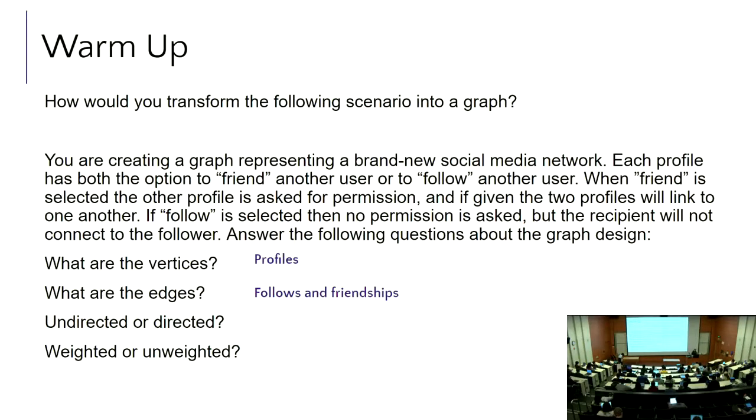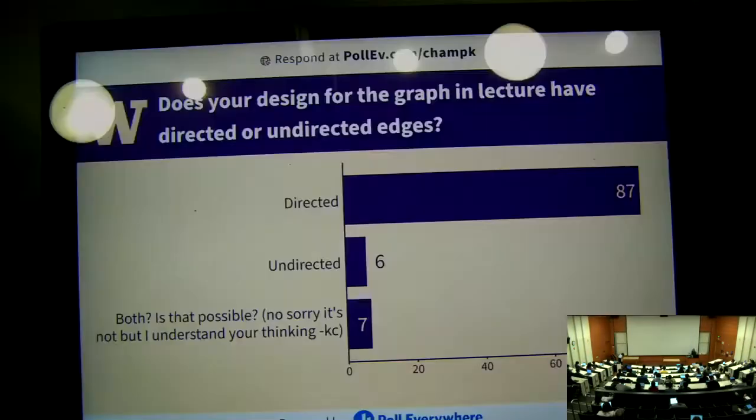Okay, so here's the votes. So 84 of you elected to make your edges directed. 6 of you elected to make them undirected. Yes? You're right. Hang on. Yay, there we go. Thank you. Now you see what I see.